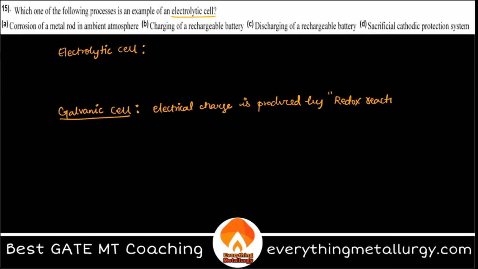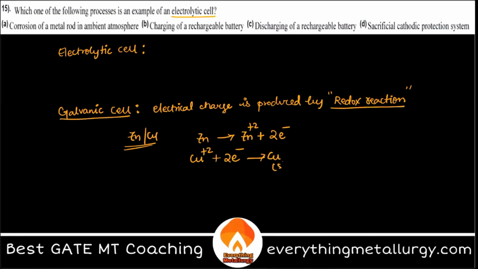What is a redox reaction? It is nothing but a combination of an oxidation and a reduction. So basically we have two half reactions taking place. Let's take the zinc copper galvanic cell. Zinc will oxidize to form Zn+2, because it is leaving 2 electrons, whereas copper +2 will gain these 2 electrons and form copper metal. So this is an oxidation reaction and this is a reduction reaction.